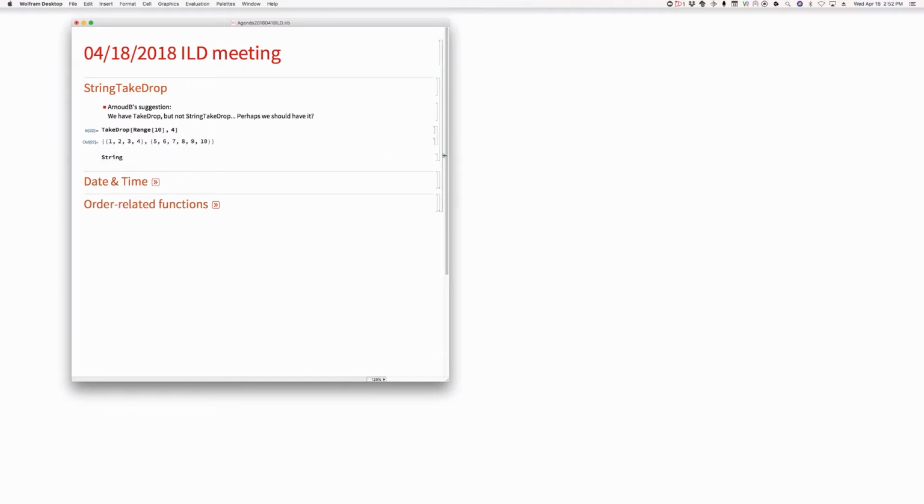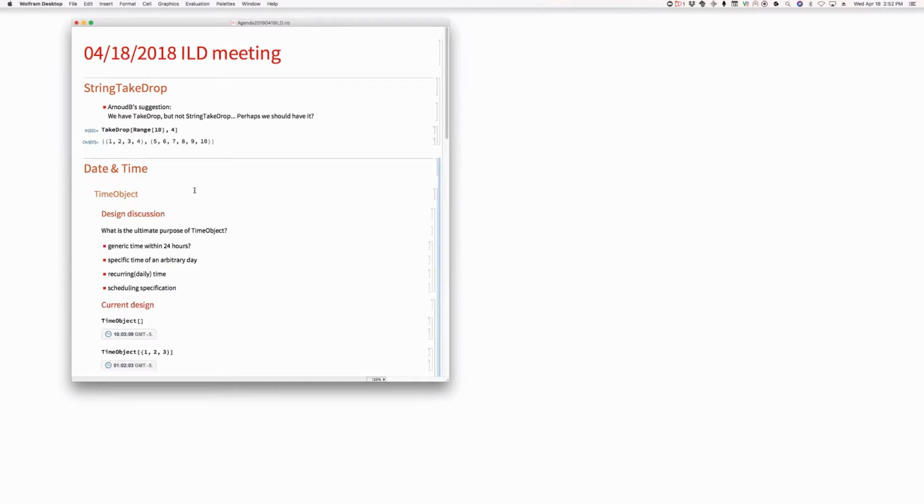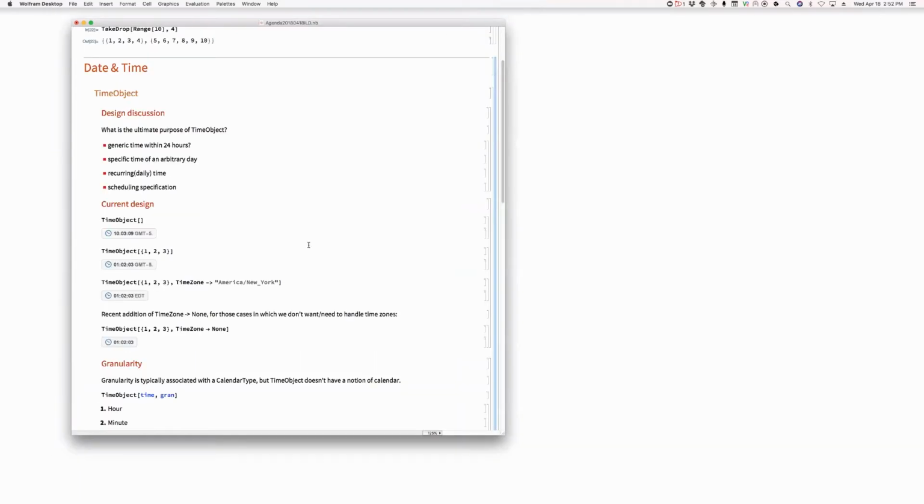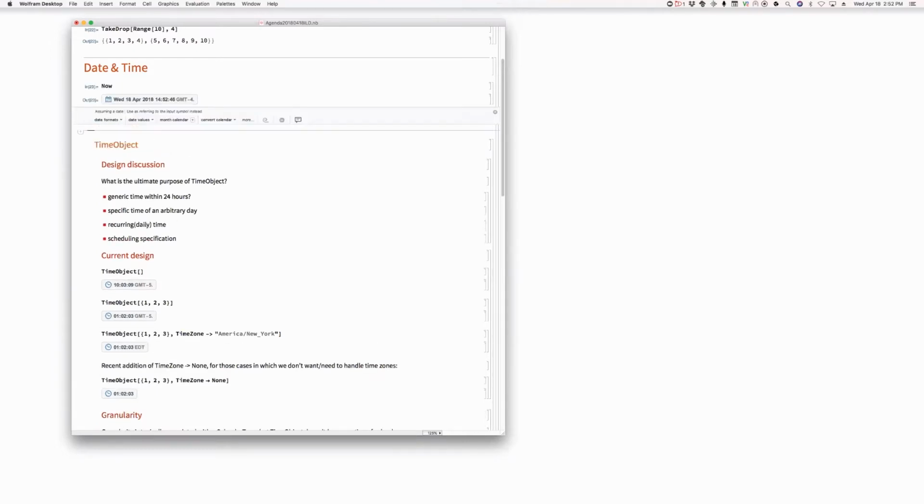Okay, that was really simple. Okay, let's move on to the next item that is much meatier, I think. Right. So we have been implementing a few improvements and changes in data object recently, but we haven't done the parallel thing in time object. So the discussion is how to proceed.